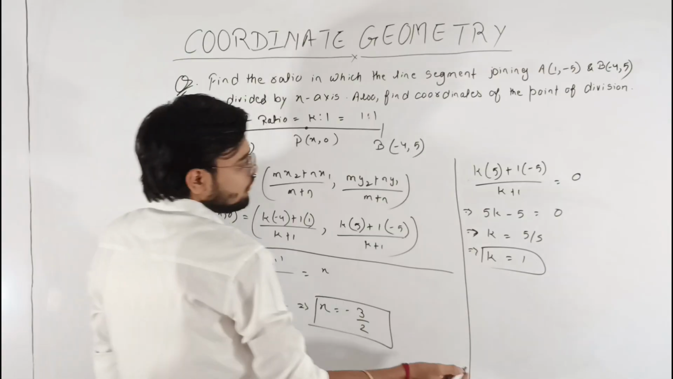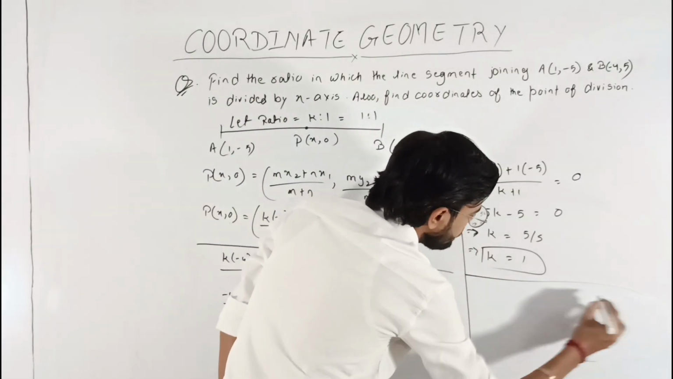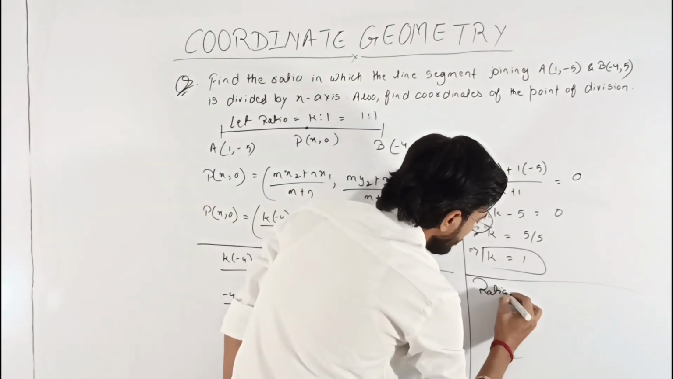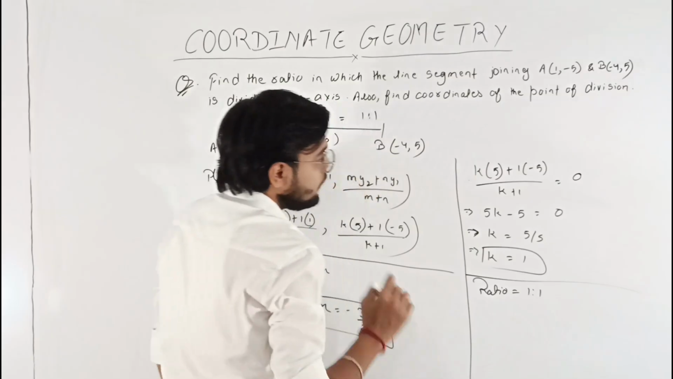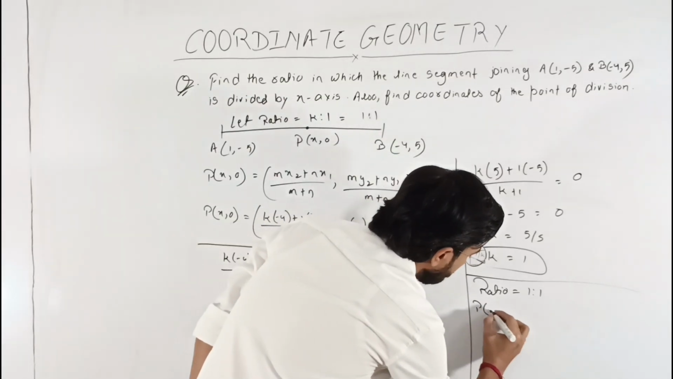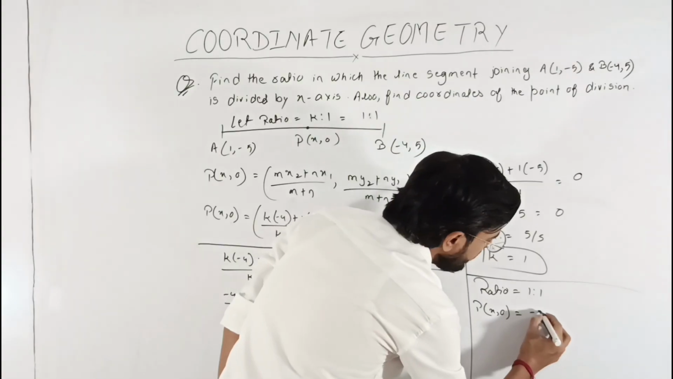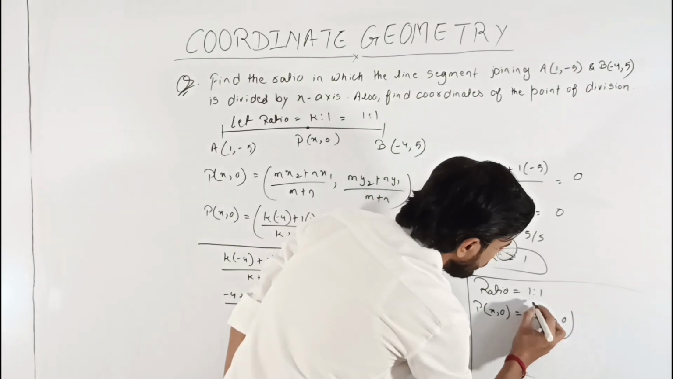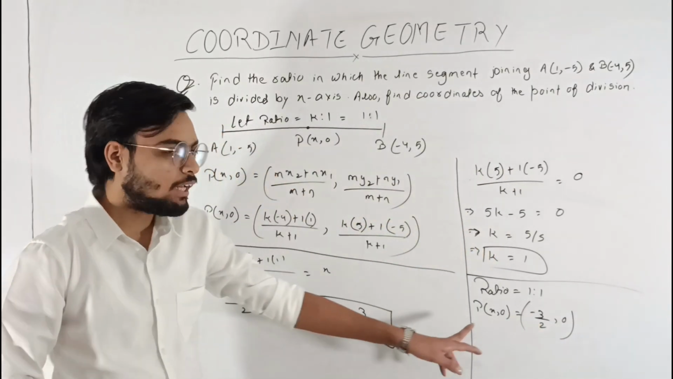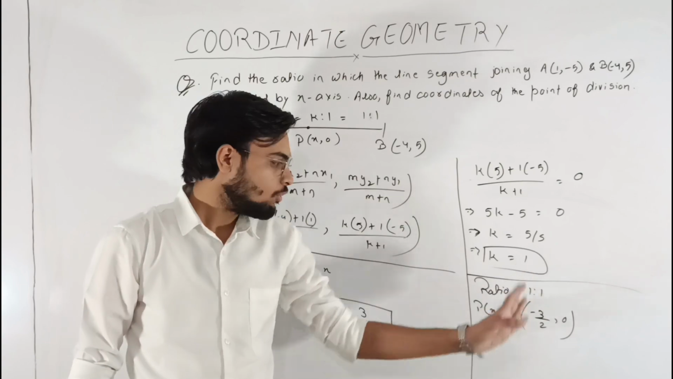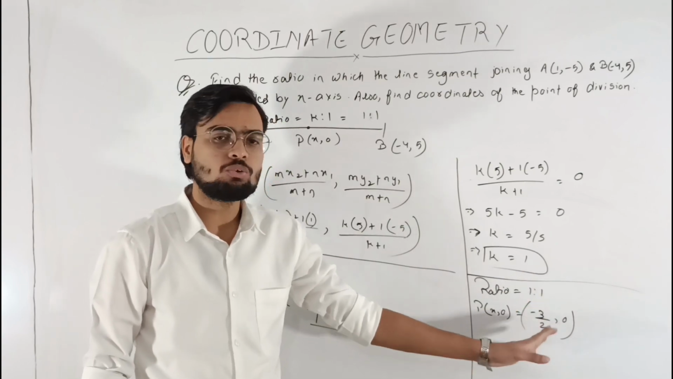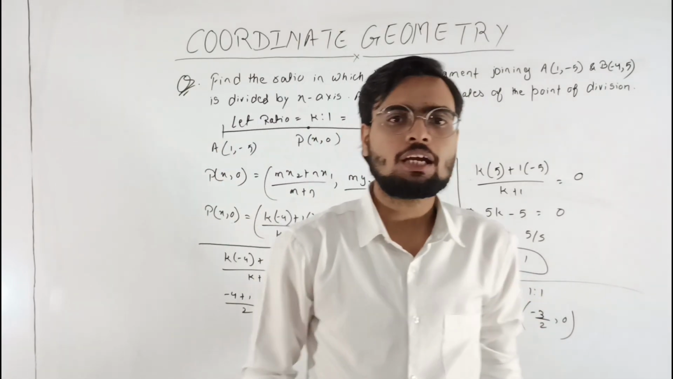So we have found the ratio. So here I write it. The ratio is 1 is to 1, and the coordinates of P are (minus 3 upon 2, 0). Why 0? Because this point lies on the x-axis. That's why the y coordinate is 0. Only the x coordinate, which is minus 3 upon 2. Understood? Let's see one more time.